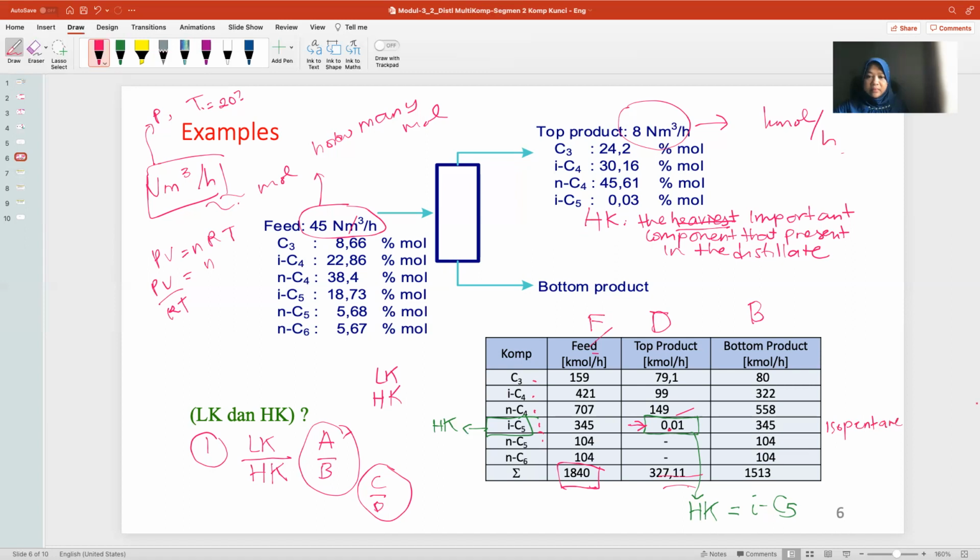By heaviest, you mean by its molecular weight, Miss? Yep, from the order of molecular weight. Why didn't I say NC6 as the heavy key, Fatia? Because the number is not available. There should not be NC6 in here, yeah? So the number that we're looking for is the one that is available in the top product.